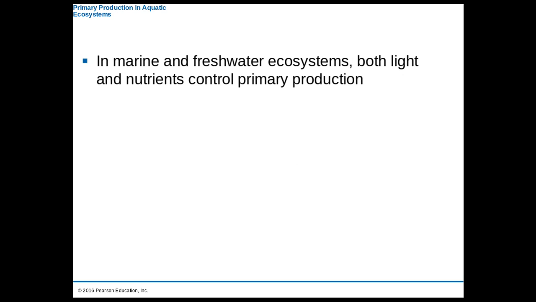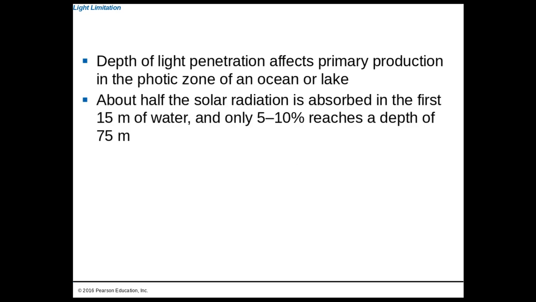Then we can talk about primary production in aquatic ecosystems. So both light and nutrients control primary production in marine, aka saltwater, and freshwater ecosystems. And a lot of people would probably imagine that light would be a strong limiting factor in a lake or an ocean, which is true because most of the light energy can only reach a certain depth, and after that point, it gets very hard for light to reach.